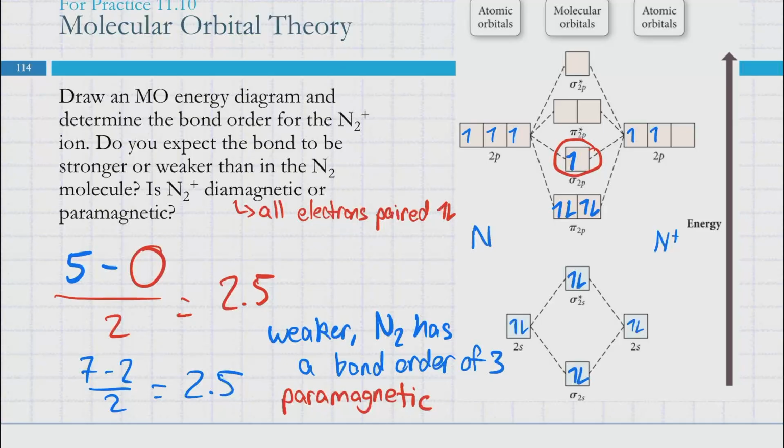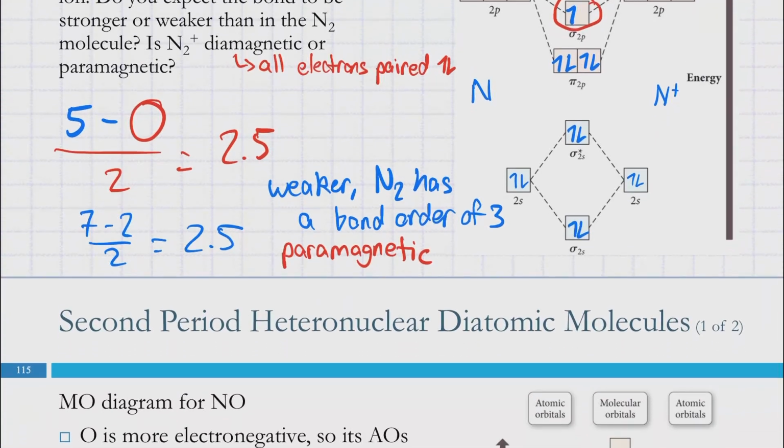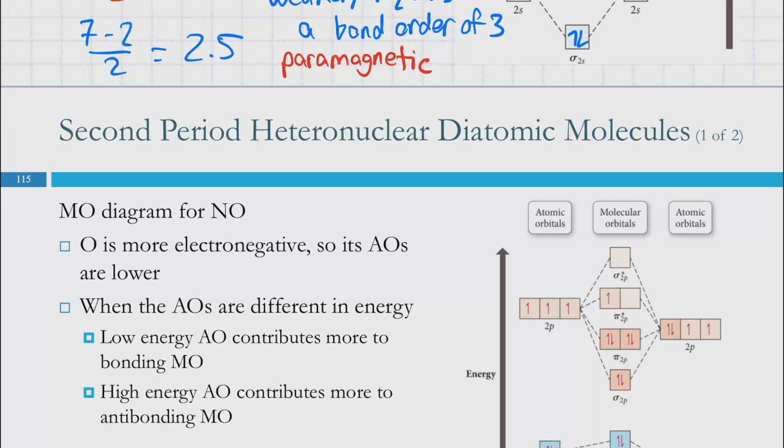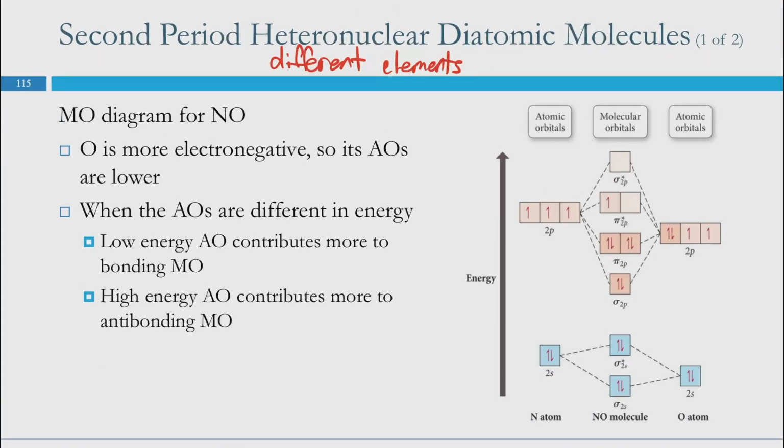Questions? So that's homonuclear. We can also have heteronuclear diatomic molecules. So different elements. Here's a molecular orbital diagram for NO, nitrogen monoxide. Oxygen is more electronegative. So its atomic orbitals are lower.